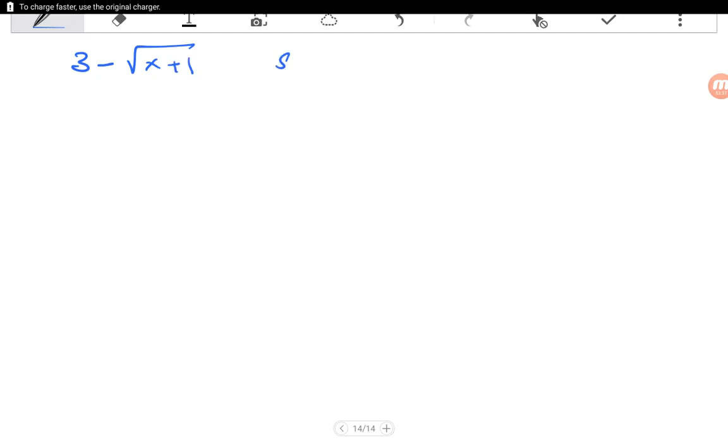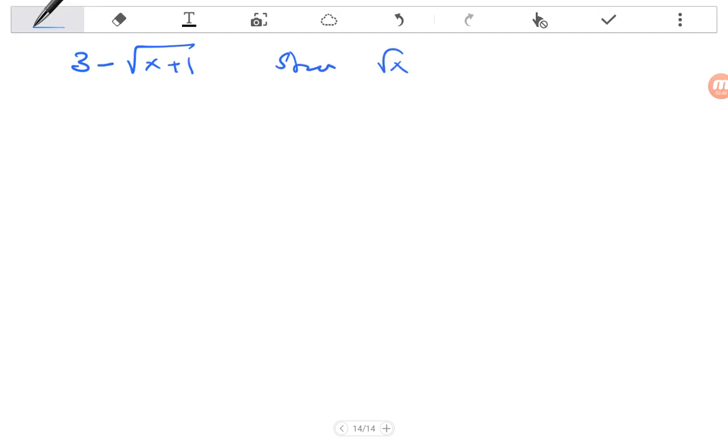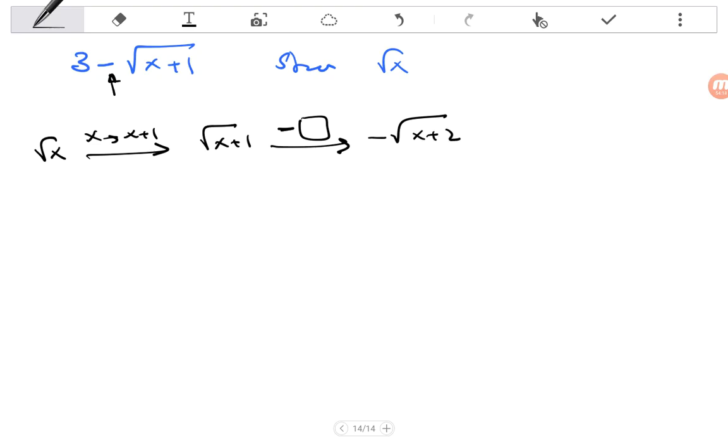If I need to graph 3 minus root x plus 1, let's start from root x. I would replace x with x plus 1. That will give me root x plus 1. Another transformation is, I would take the whole function and multiply it by a negative. So that will be negative root x plus 1.